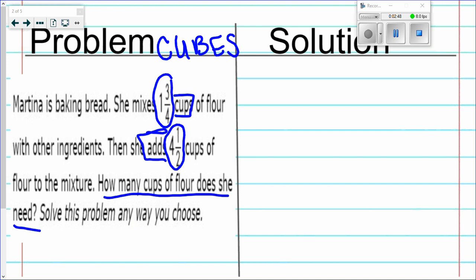Okay, now that we're ready to look at our problem, I'm going to write out the problem we're looking at. So 1 3/4 cups of flour, and then I'm adding 4 1/2 cups of flour to that mixture. But I also want to represent this thinking about models as well. So I'm going to do that by writing out what looks like some fraction strips. Try to make these as equal as I can.